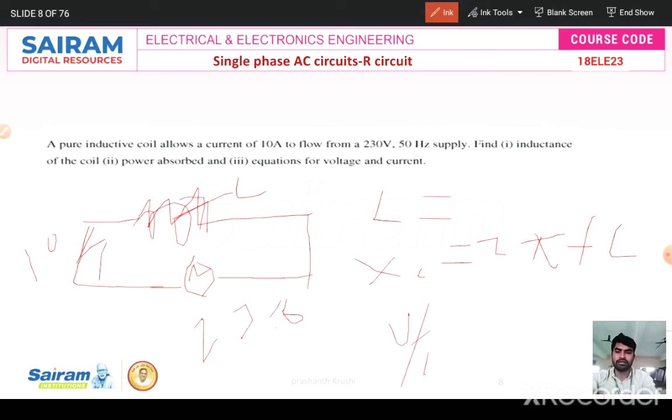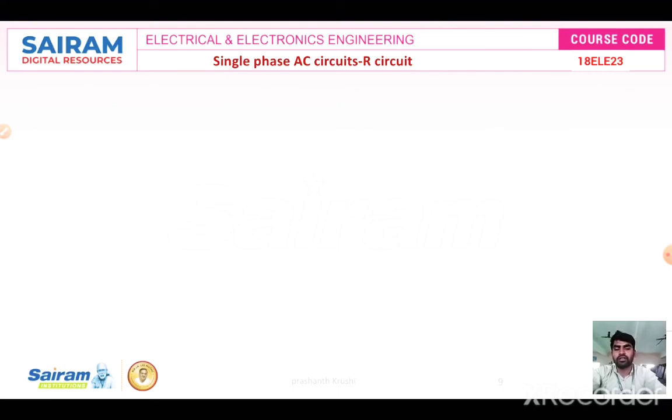And power absorbed by the coil is directly 0, because it is a pure inductance. Power is equal to V I cos phi, and cos phi is 0, because cos 90 is 0. So the power is 0. And the equations for voltage and current: V is equal to Vm sin omega t, and I is equal to Im sin (omega t minus 90).